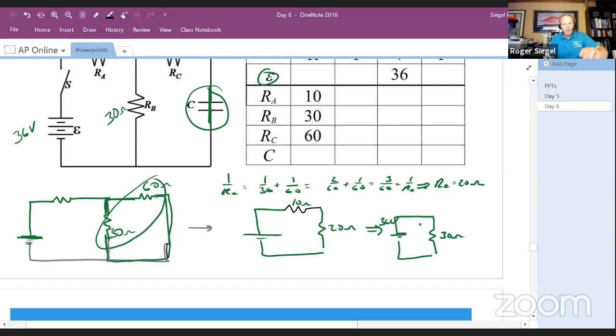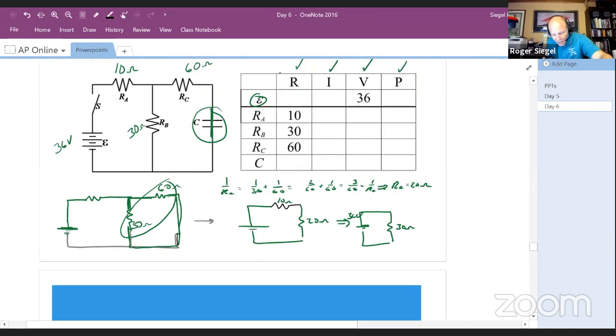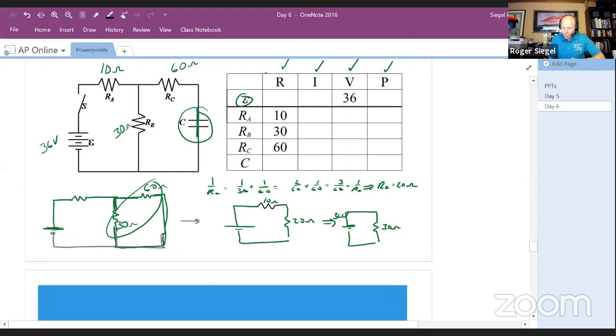Now we can start to work backwards and see what we can learn and put it back in the table. The first thing I can figure out is that my equivalent resistance is 30 ohms, and that means I can find the current. I is equal to V over R, which is 36 volts over 30 ohms, and that's 1.2 amperes. So I'm going to put 1.2 amperes there.